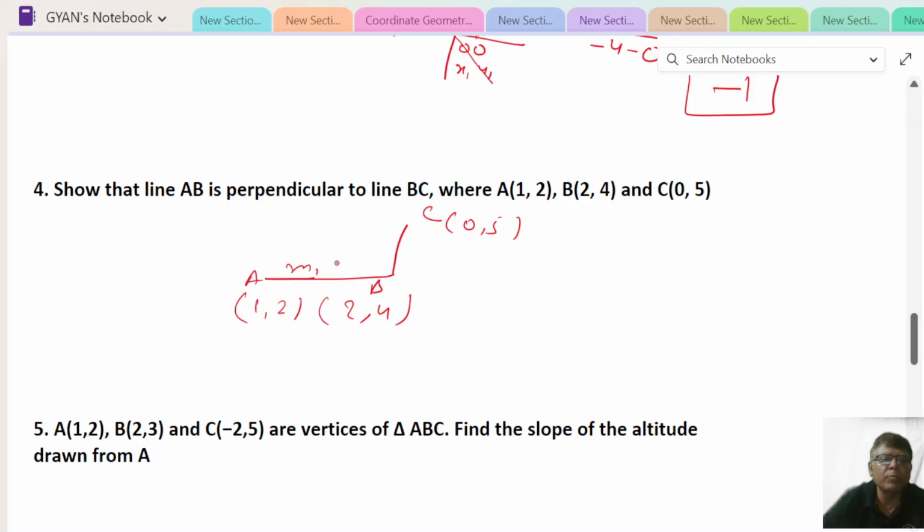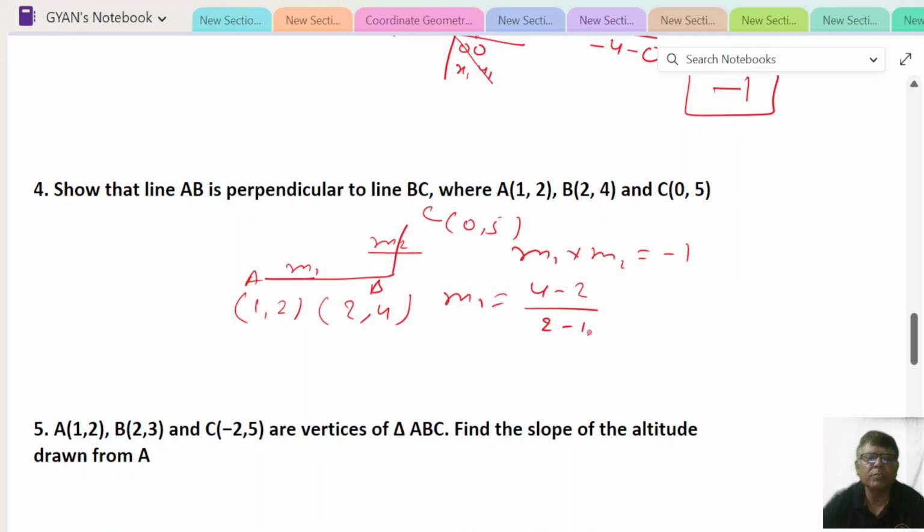So this was M1 and the slope of this will be M2, and M1, M2 we have to prove, M1 into M2 is equal to minus 1 as per the theorem. So find M1. M1 is equal to 4 minus 2 divided by 2 minus 1, and that is equal to 2 divided by 1, that means 2.